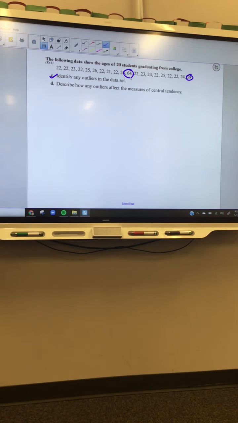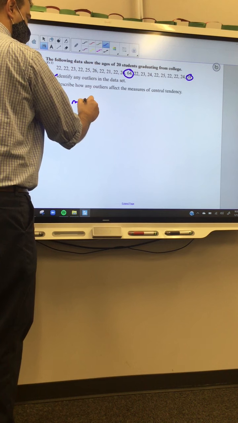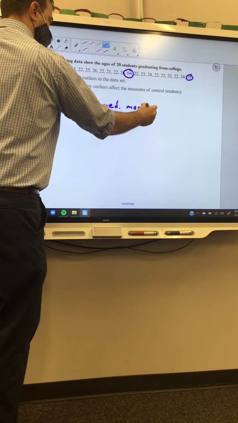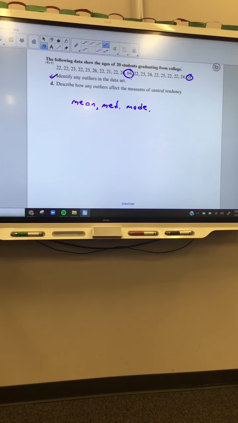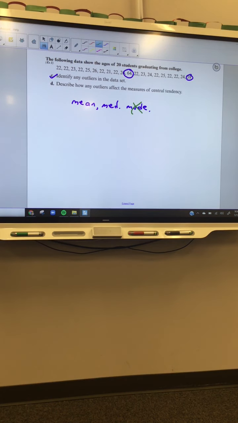Now, how do you think they affect the measure of central tendency? Okay, when I say measures of central tendency, again, we're talking about what's the mean, what's the median, what's the mode. Are they gonna affect the mode? Whether they're in there, in that set of data, or not in that set of data, they're not really gonna affect the mode, right? That's probably gonna be the same, it's gonna be one of those 20, I don't know, I see a lot of 22s. I think mode's probably 22. Is it gonna affect the median?